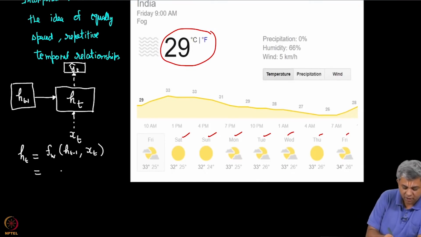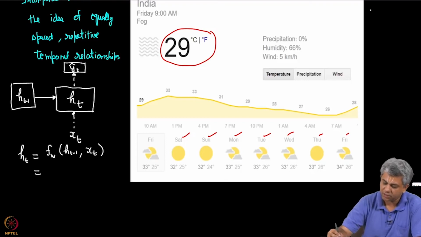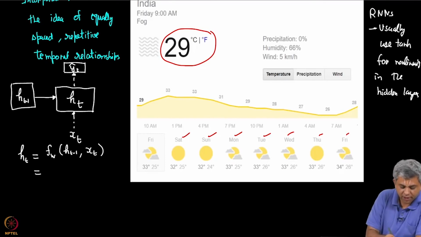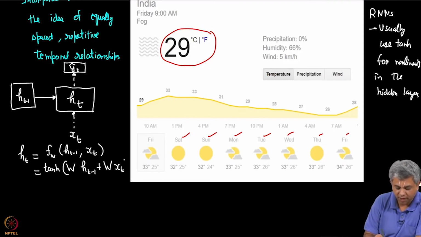What is the most general function we typically use within a neural network? It is very simple, we take a linear combination followed by a non-linearity, always that. Now, typically in RNNs we usually use tanh for the non-linearity in the hidden layers. So, in this case this will be tanh, and we need a linear combination of h and x. So, there will be some weight matrix which will multiply h and some other weight matrix which will multiply x.